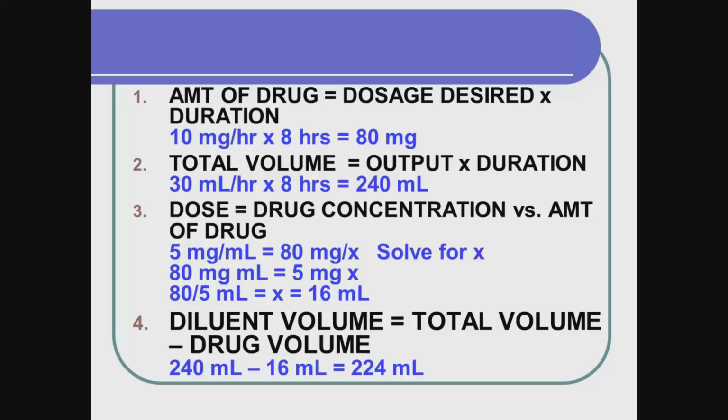Step three, how much drug do I have? Well, I know that my 0.5% solution means there's 5 milligrams per milliliter. You can do the math on that if you don't believe me. 0.5 grams in 100 milliliters, you get it. 5 milligrams per milliliter. I want to have 80 milligrams delivered, so how many milliliters is that? Set it up as a ratio. Doing the math, cross-multiplying, 80 milligrams is equal to 5 milligrams times some unknown. 80 divided by 5 means I must have 16 milliliters of that medication.